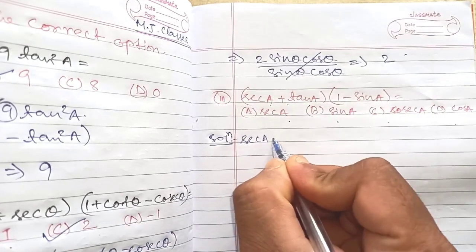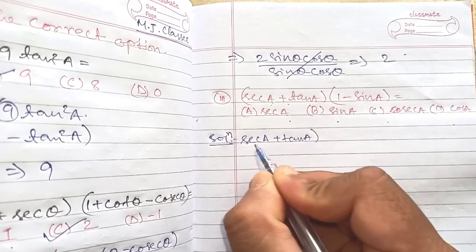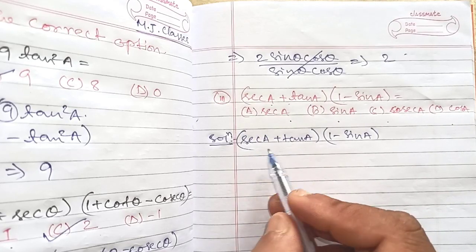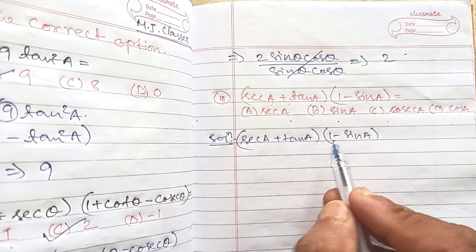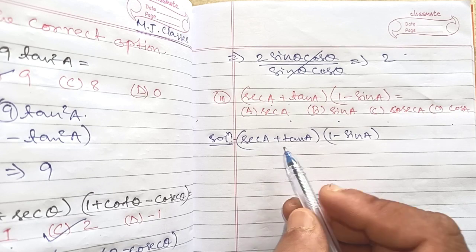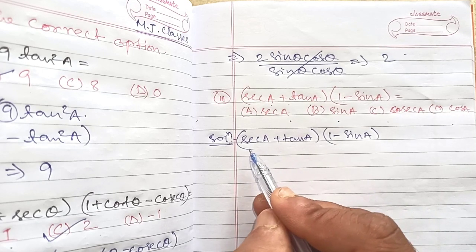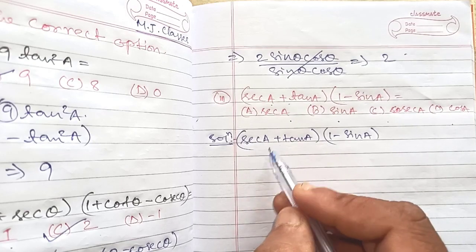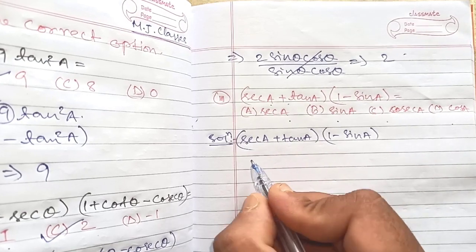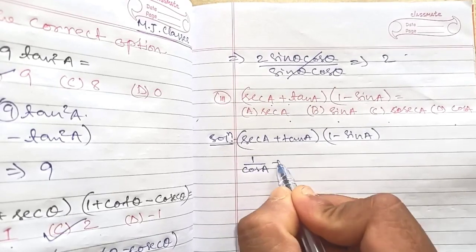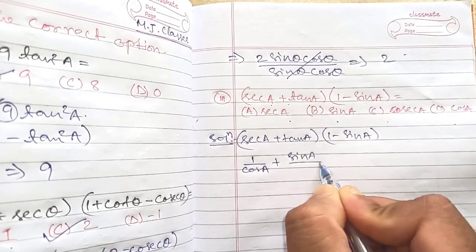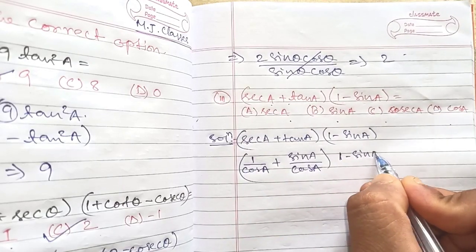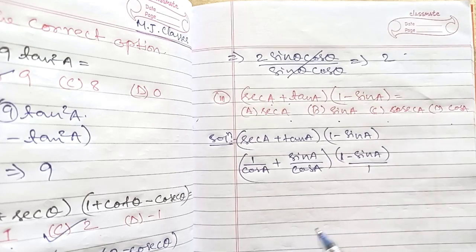So I will write the question: sec a plus tan a into 1 minus sin a. Since there is no power, no square in the question, what we will do, I told you previously that whenever you are unable to solve any question, convert the ratios or trigonometric identities in terms of sin and cos. So this will become 1 by cos a, this will become sin a by cos a, into 1 minus sin a.